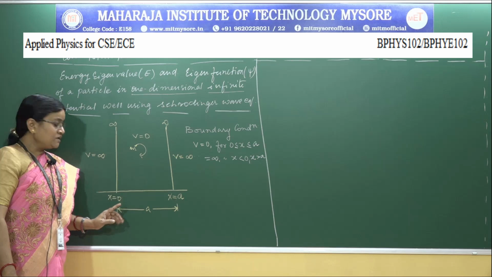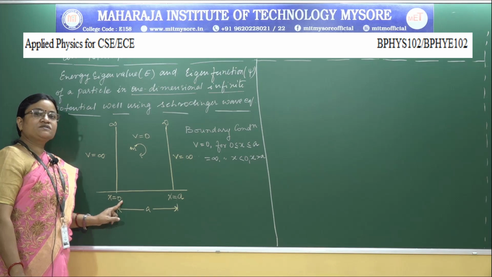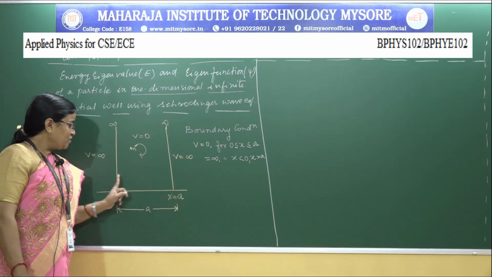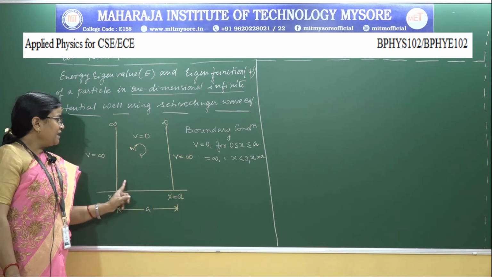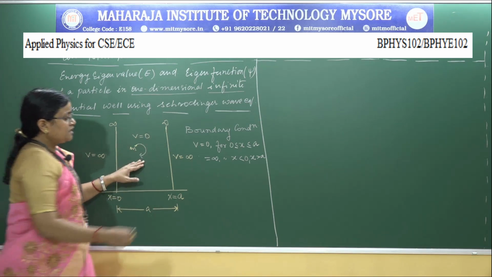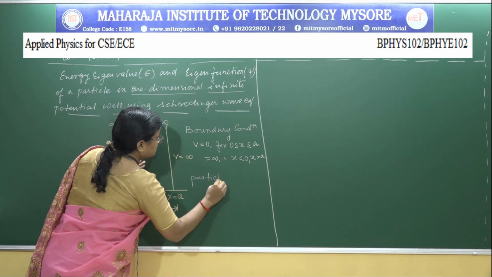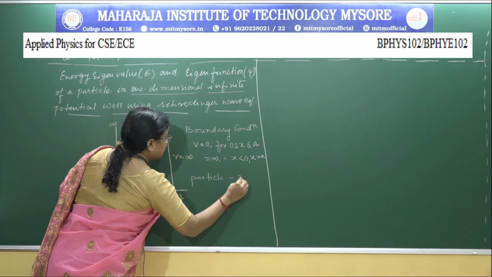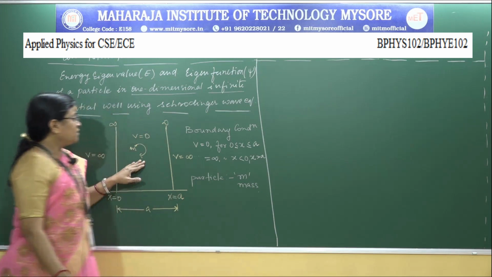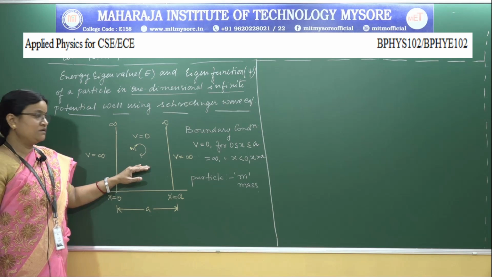If we say the first boundary of the well is defined by x is equal to 0 and the second boundary by x is equal to A, the width of the well is A and the height of the well is infinite. Now we consider a particle of mass m, which is confined inside the potential well.